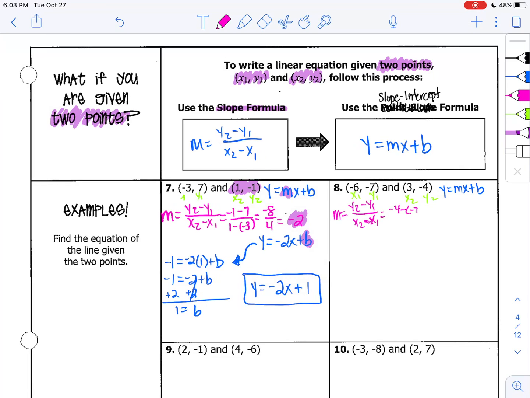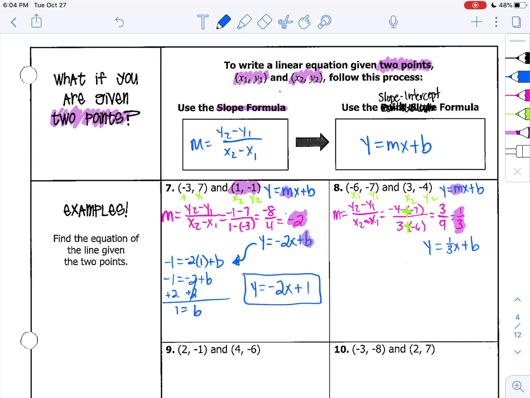And then plugging that information in. -4 minus -7 over 3 minus -6. -4 minus -7 is like saying -4 plus 7, which equals a positive 3. Over 3 minus -6 is like saying 3 plus 6, which equals 9. And that can simplify to 1/3. So I know that my slope equals 1/3. So I can begin writing the equation y equals 1/3 x plus b.